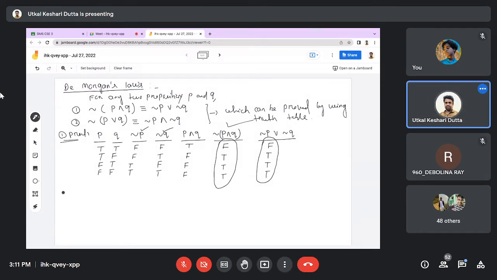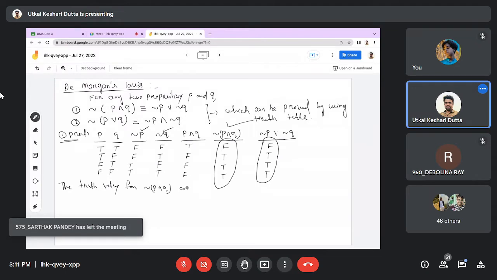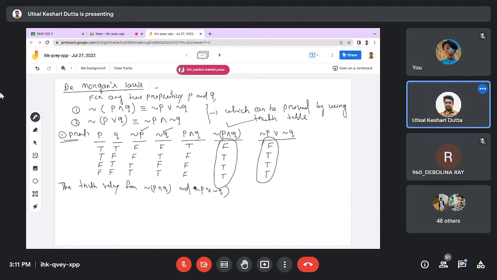That means you can write the truth values for negation of P conjunction Q, and negation P disjunction negation Q, are identical. Thus we can conclude that negation of P conjunction Q must be equivalent to negation P disjunction negation Q.